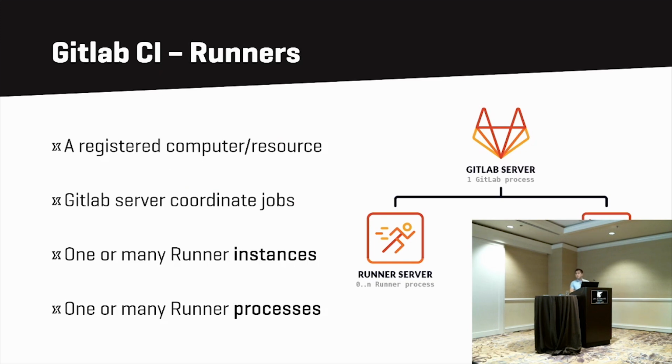In order to run your pipelines, you need the so-called runners. It's just a machine, computer, resource registered to the GitLab server. Then the GitLab server will coordinate jobs to this machine whenever there are any available jobs. And this can be any computer. It could be a strong server. It can be your desktop computer or even a laptop. But of course, the server will be able to handle more jobs concurrently than what a laptop would do.